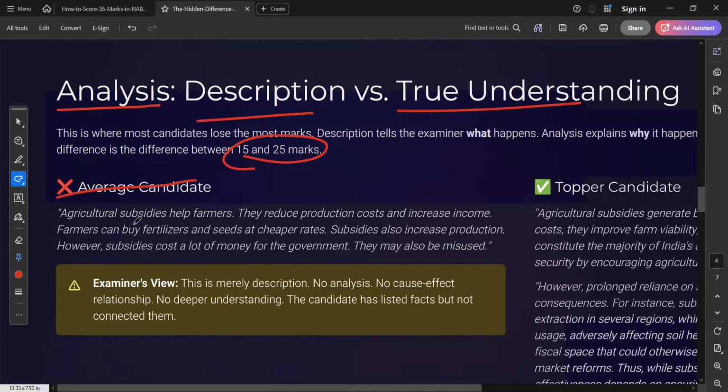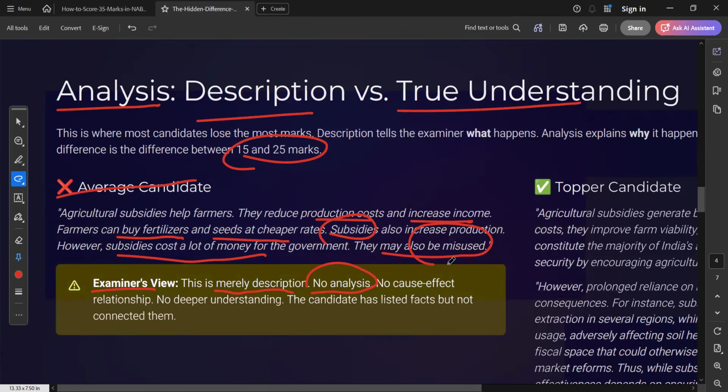The average candidate will write: agriculture subsidies help farmers, they reduce production cost, increase income. Farmers can buy soil, fertilizer, and seeds at cheaper rates. Subsidies also increase production. However, subsidies cost a lot of money for the government. They may be misused. The examiner's view would be that this is just a description.